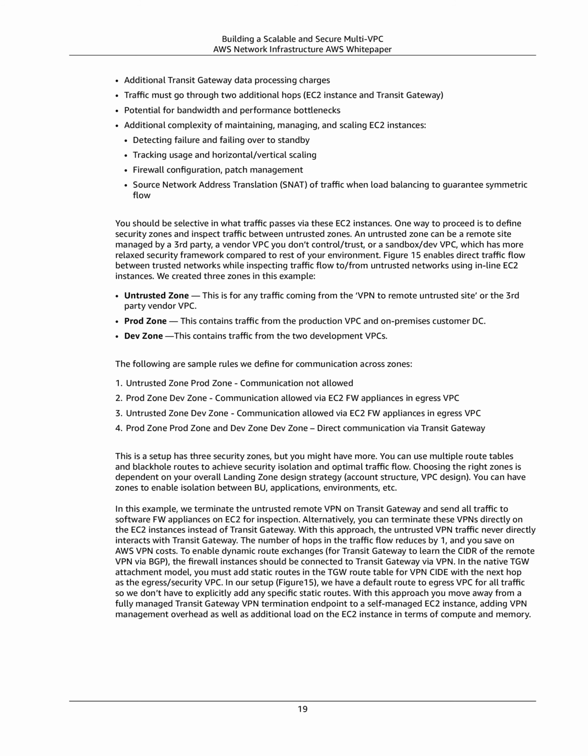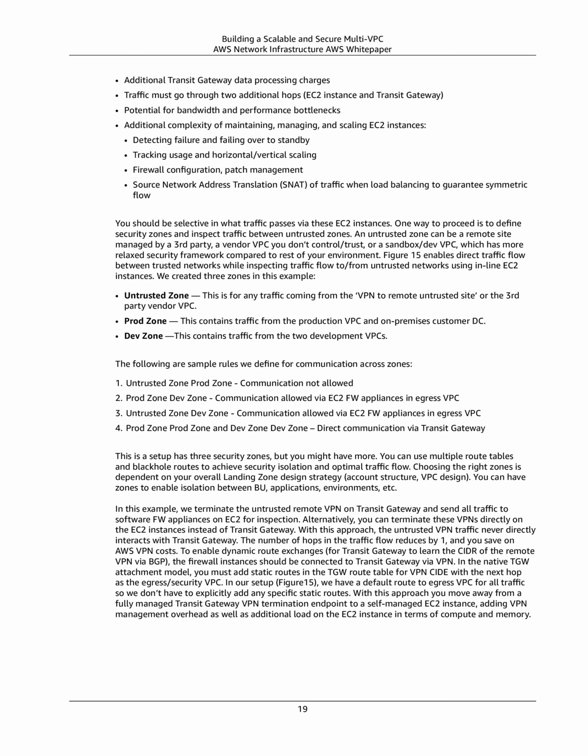To enable dynamic route exchange, for transit gateway to learn the CIDR of the remote VPN via BGP, the firewall instances should be connected to transit gateway via VPN. In the native TGW attachment model, you must add static routes in the TGW route table for the VPN side, with the next hop as the egress/security VPC. In our setup, Figure 15, we have a default route to the egress VPC for all traffic, so we don't have to explicitly add any specific static routes.